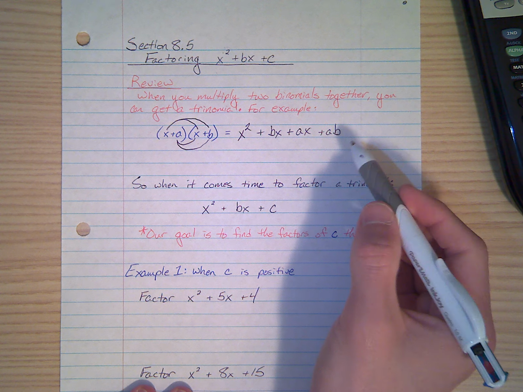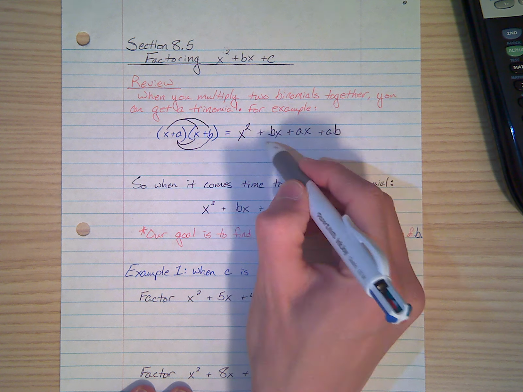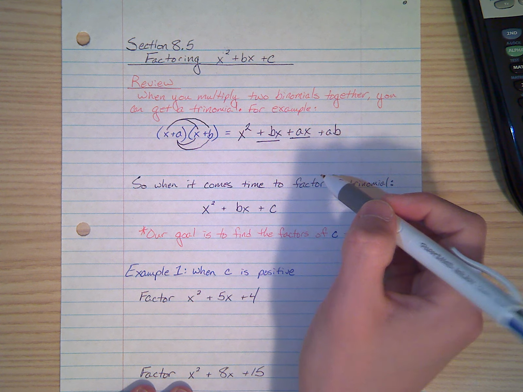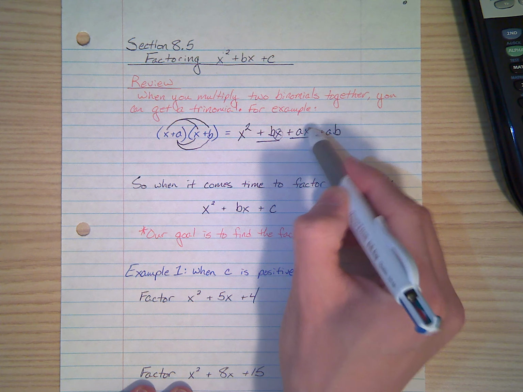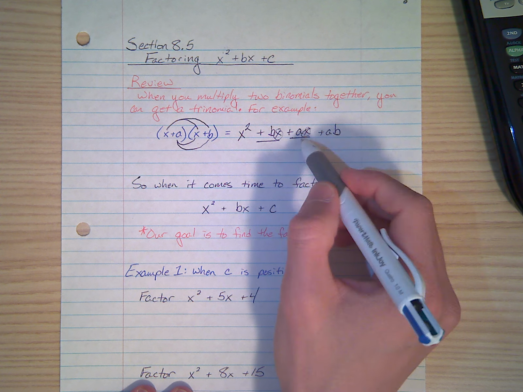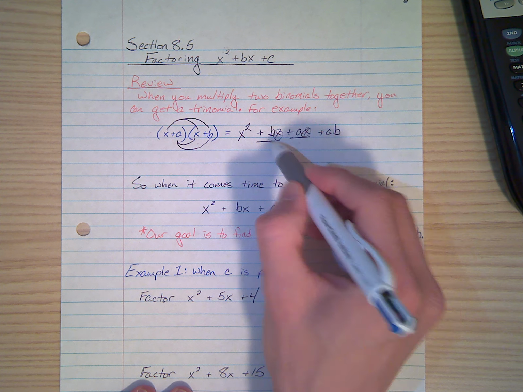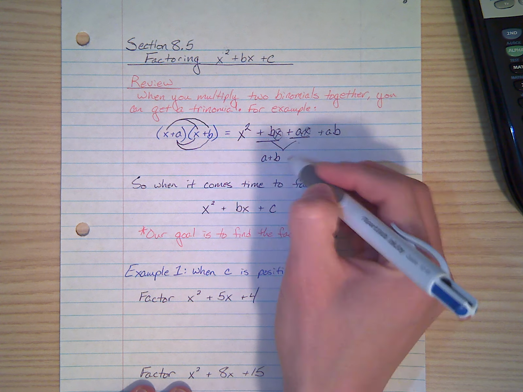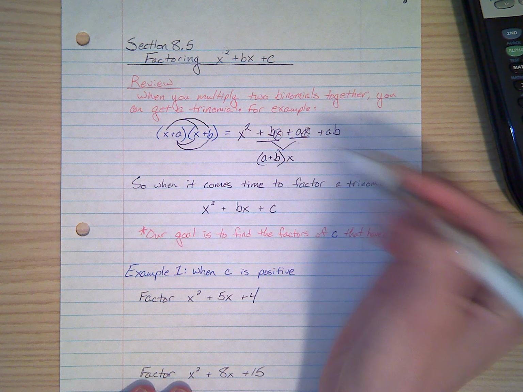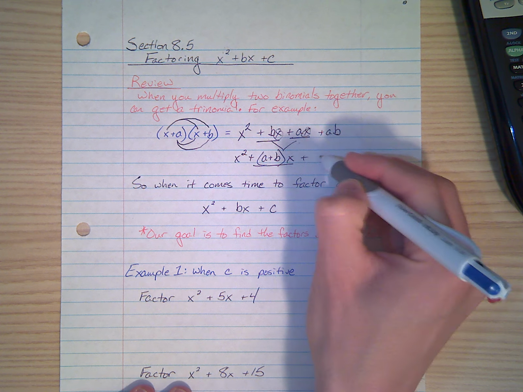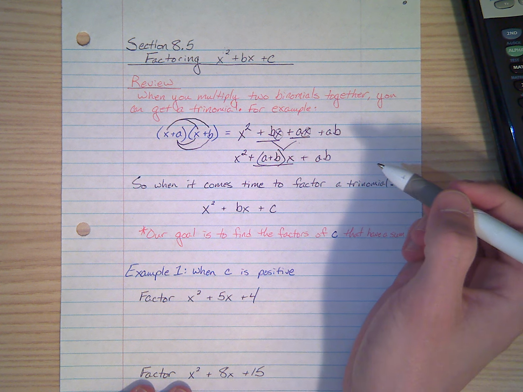Now, if we think about this, where x is the variable, these two terms are like terms. They both have the same variable. Remember, I said that a and b are going to be numbers. So if that's the case, we would actually combine these two terms together. We would have a plus b, the quantity, times x. So you'd have x squared plus this whole term plus the product of a and b.